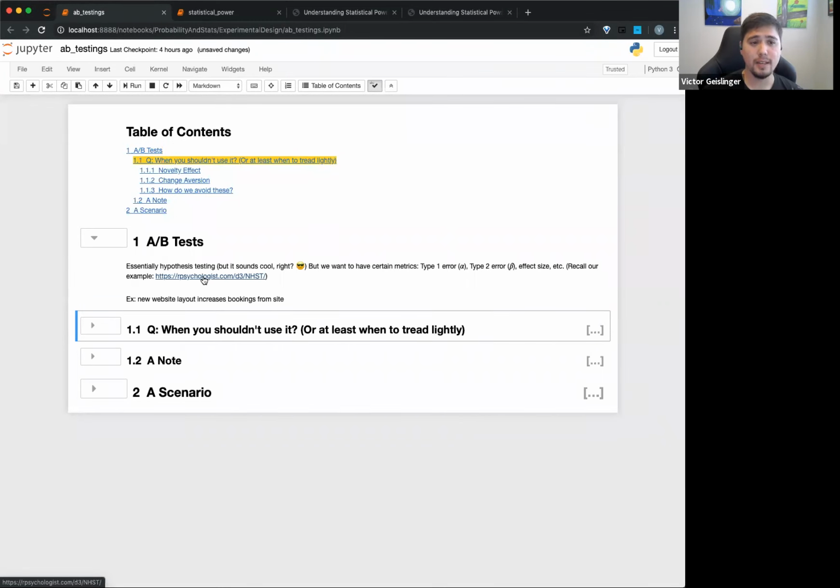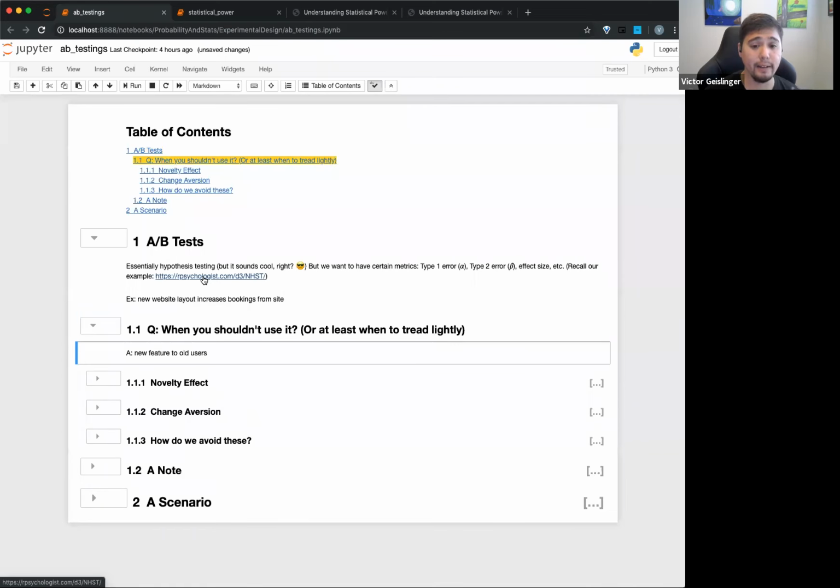One thing to note is when you should use A/B testing and when you should tread lightly. Essentially the real reason you would use A/B testing is if you want to introduce a new feature to old users. So you should ask, is this new feature, this new format, this new thing that I'm going to do going to affect some target, some metric? There are a few things to consider though, because you're introducing a new feature to old users.